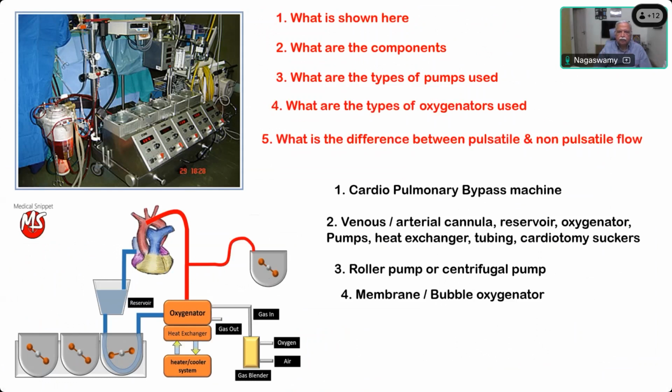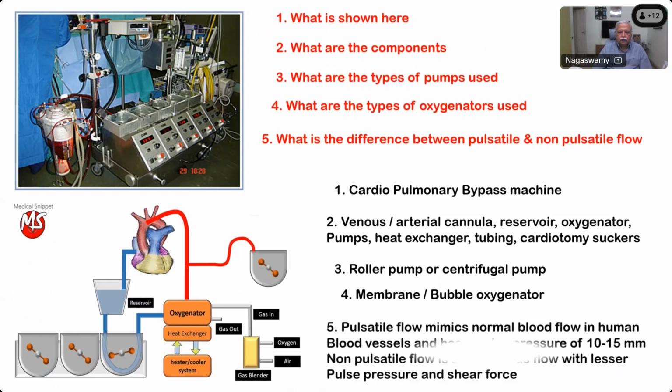What is the difference between pulsatile and non-pulsatile flow? Pulsatile flow mimics normal blood flow in human blood vessels, with a pulse pressure of 10 to 15 millimeters. Non-pulsatile flow is a continuous flow with lesser pulse pressure and shear force. So that is the difference. Pulsatile flow mimics normal blood flow, so peripheral perfusion and tissue perfusion will be better, but shear force is more.